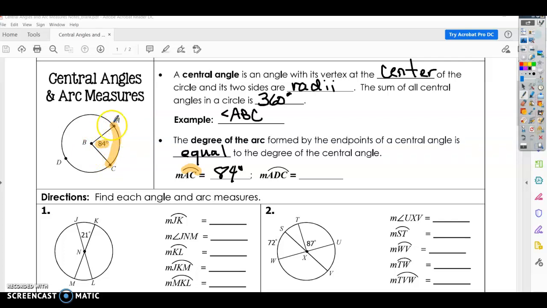The measure of arc ADC is what's left out of 360. So the rest of this would be 360 minus the 84, so that would be 276 degrees. To find this, you would do 360 minus the central angle, and that gives you the 276.